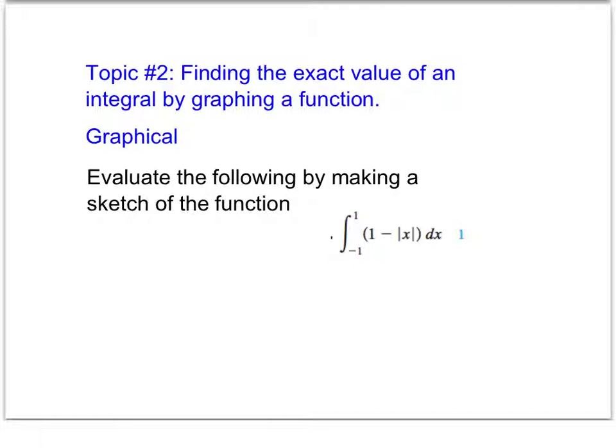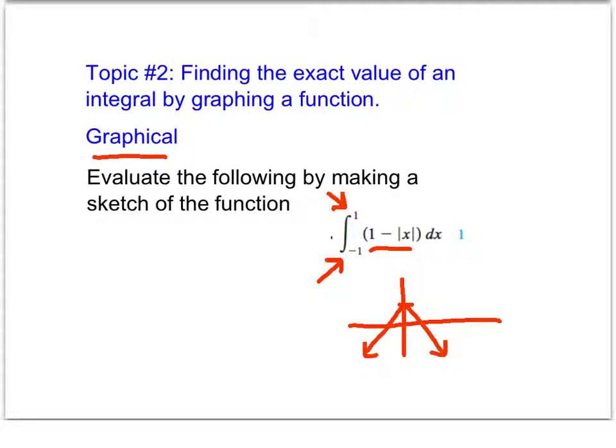Now, the second topic is, can you find the exact value of an integral by graphing the function? So this is a graphical perspective here. So I want to find the area between the curve and the x-axis of the function 1 minus the absolute value of x, going from -1 to +1. So first thing, you need to be able to graph an absolute value function. Well, I know that if it's negative, then my absolute value is going to open down, and the 1 says to move it up 1. So my graph would look something like this.